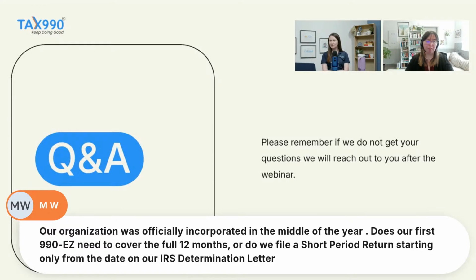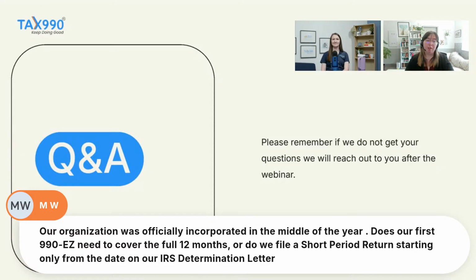All right, we have one more question from MW. Our organization was officially incorporated in the middle of the year. Does our first 990 EZ need to cover the full 12 months, or do we file a short period return starting from the end date based on our IRS determination letter? Really good question here. Yeah, that's an awesome question.